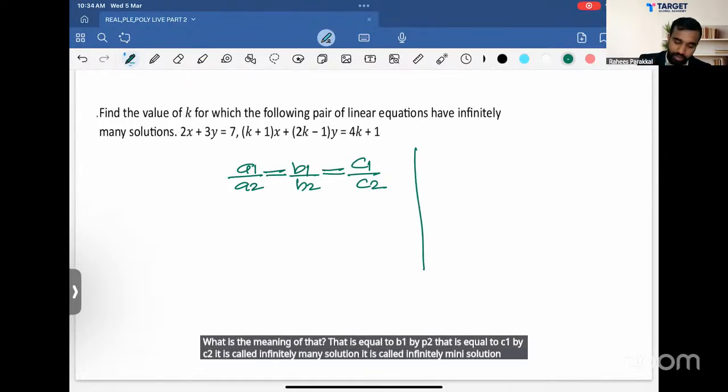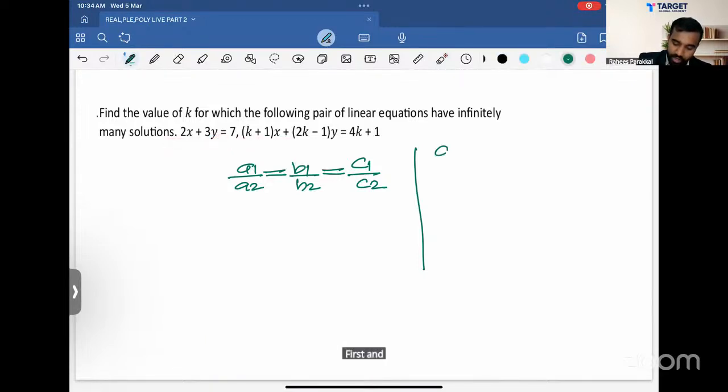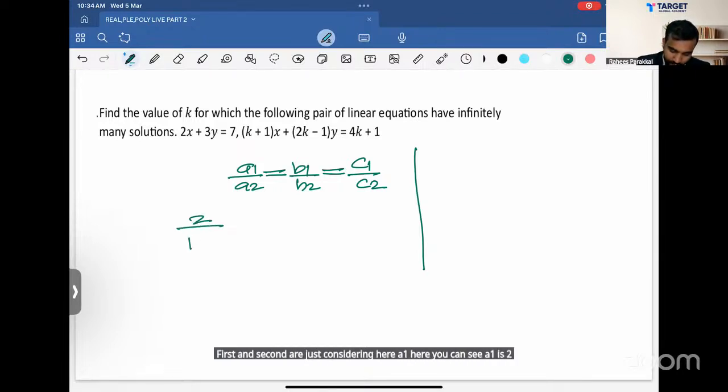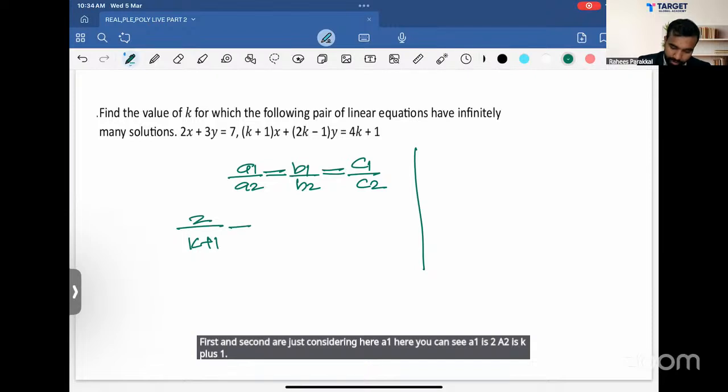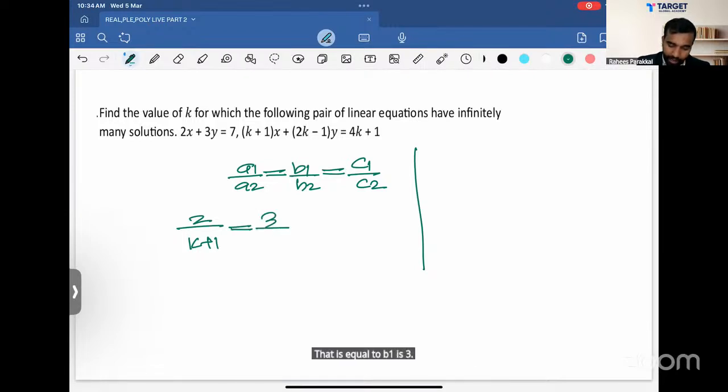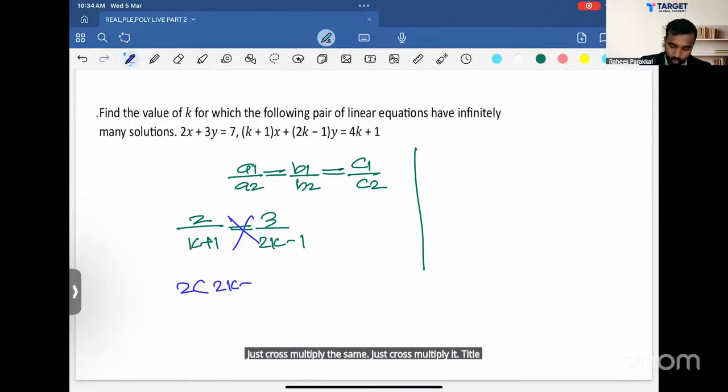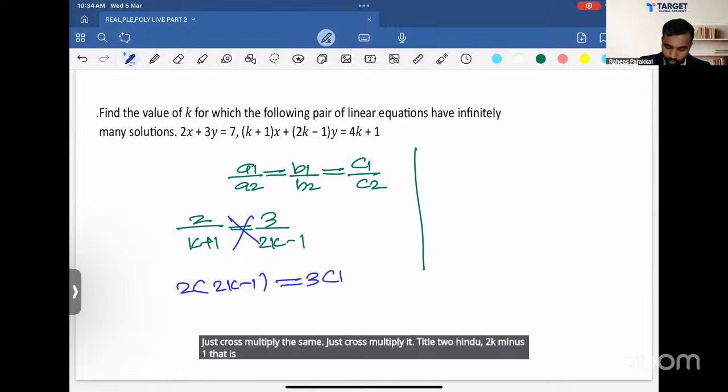So here I am just considering the first and second. Here you can see a1 is 2, a2 is k plus 1, that is equal to b1 is 3 and b2 is 2k minus 1. Just cross multiply it. Now 2 into (2k minus 1) is equal to 3 into (k plus 1).